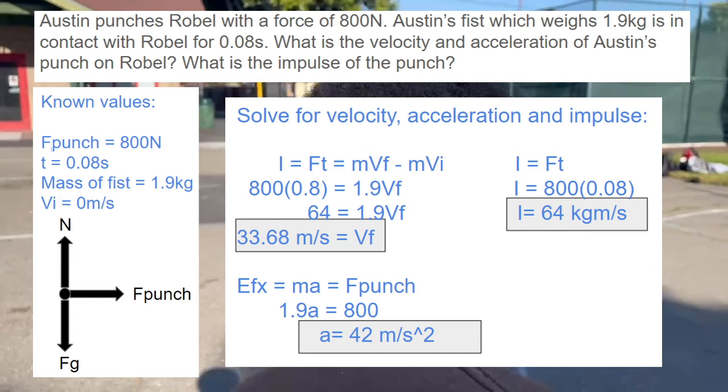To solve for acceleration, we use the sum of F in x is equal to ma, which is equal to F punch. When we plug in the known values, we get 1.9a is equal to 800. And when we solve for acceleration, we get 42 meters per second squared. To solve for impulse, we use I is equal to Ft, and when we plug in the known values, we get 800 times 0.08 is equal to I, and when we solve for impulse, we get impulse is equal to 64.